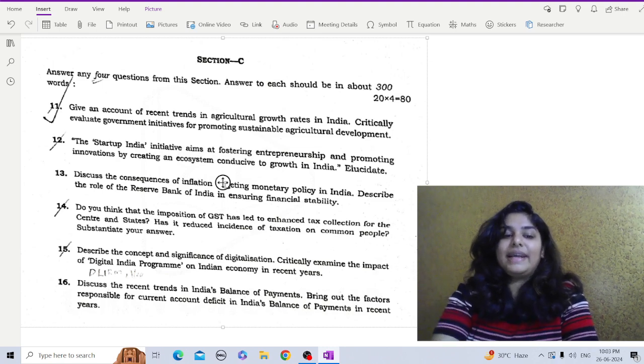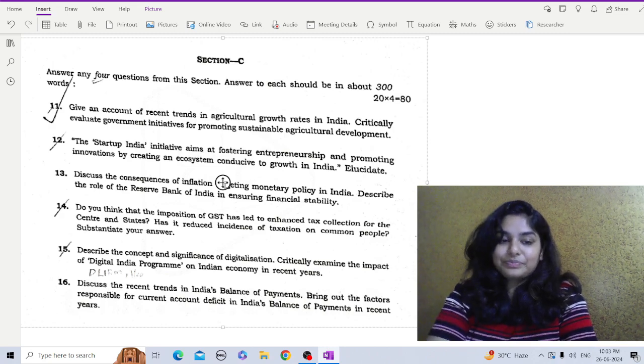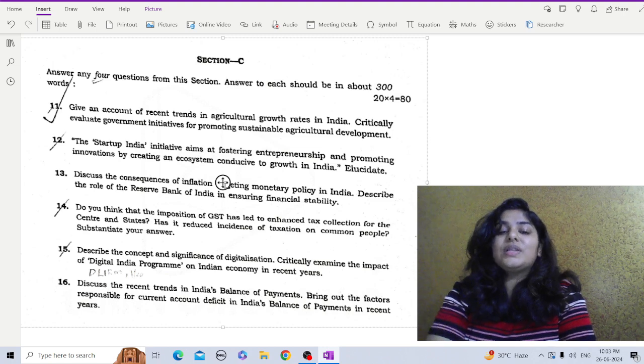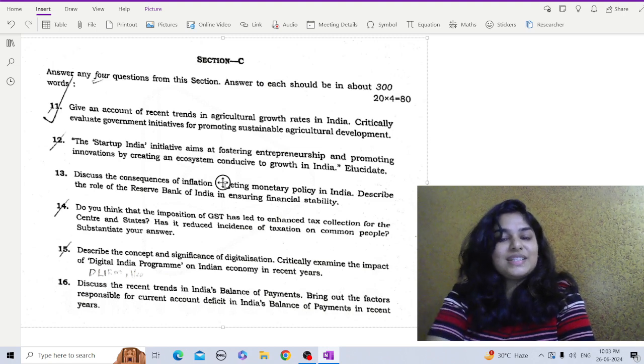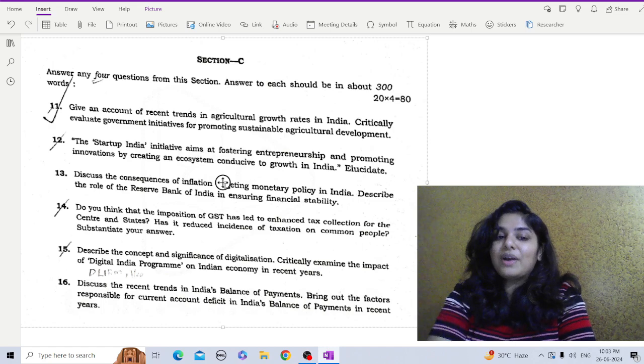Okay. Next, moving on to question number 30. Discuss the consequence of inflation targeting monetary policy in India. Describe the role of the Reserve Bank of India in ensuring financial stability.